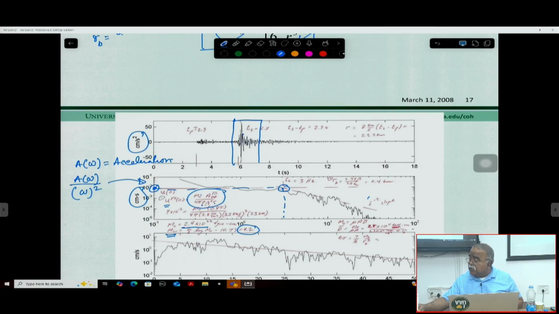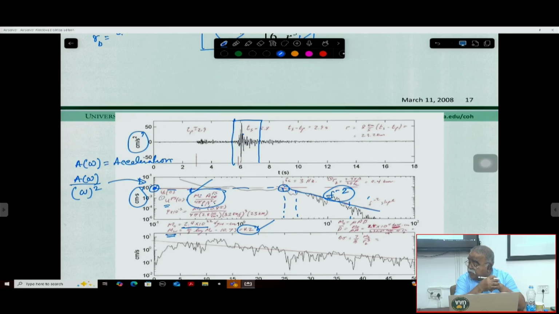By seeing the record, I can take the Fourier transform. I can calculate your M0 value, Mw values, what is the magnitude of the earthquake, what is the moment of the earthquake, what is the corner frequency, and therefore the duration of the earthquake. Everything I can calculate, and this decay I can also find out. This decay has to equal f to the power minus 2. So this is what we call an omega squared decay.